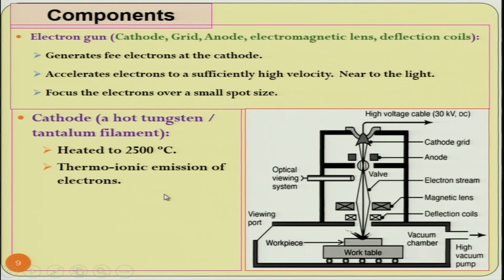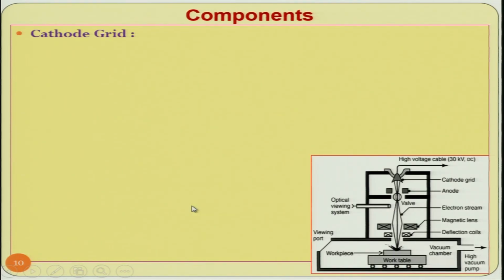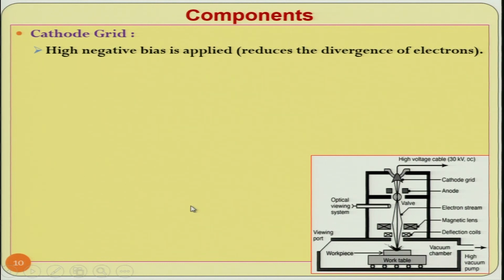That is why thermionic emission of the electrons takes place at such a high temperature in the cathode grid, and acceleration of a continuous stream of electrons takes place because of the large potential difference. The anode is there, so the electrons get accelerated and attracted towards the anode and pass through the valve. It is in the form of a cartridge. Now, at the cathode grid a high negative bias is applied, which reduces the divergence of the electrons, that is very important.